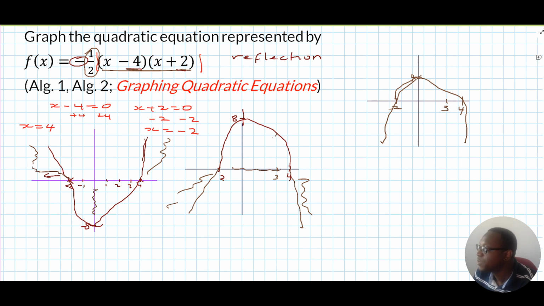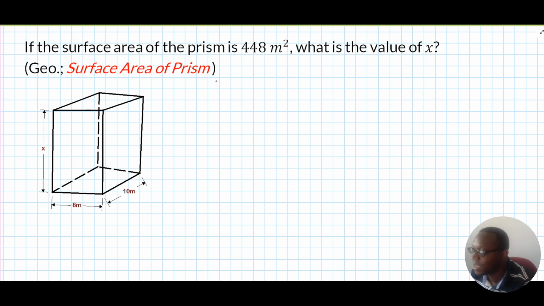Okay, so the next one we have here is surface area. This is geometry, and this is also some 8th grade math. I actually got a question like this from an 8th grade test, so this is 8th grade, but it also shows up in geometry.